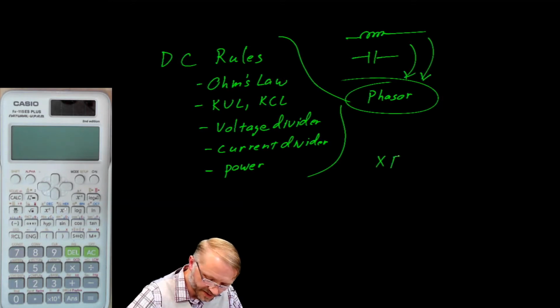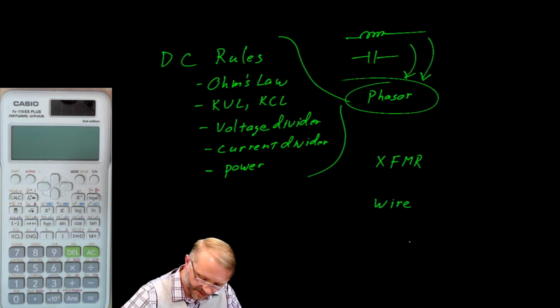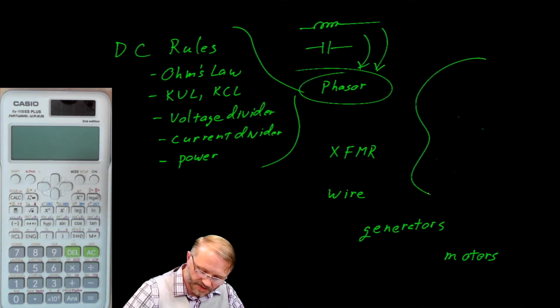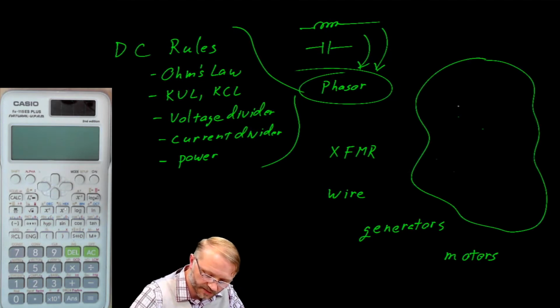Transformers were briefly introduced. Today we'll talk about wire size, and in future topics we're going to talk about generators and motors. All of these ideas will loosely tie together into something we'll simply call AC power.